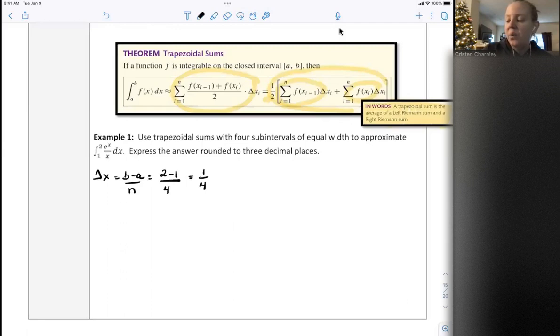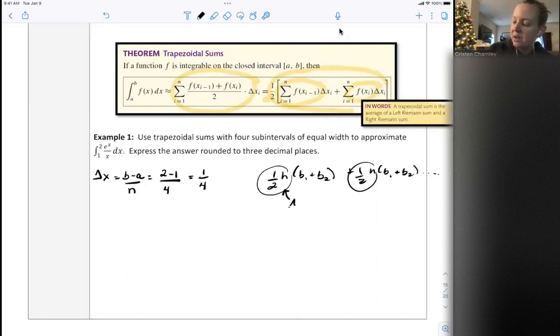Now, for the trapezoidal sums, I know it's 1/2 height times base 1 plus base 2. And it would be 1/2 height times base 1 plus base 2 for the next trapezoid, et cetera, et cetera. I know we discussed this in class, but you can actually factor out the 1/2 h. And in this case, h is really the width, which is our delta x. So I'm going to pull that to the front. I have a 1/2. My h is the delta x, which you just told me is 1/4.